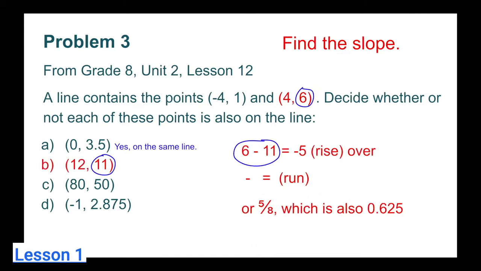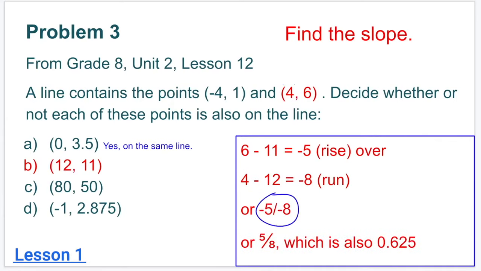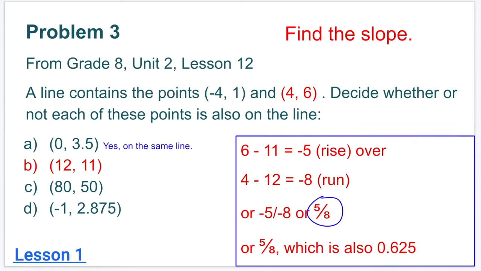B, 6 minus 11 equals -5 for the rise. And the run would be 4 minus 12, and 4 minus 12 equals negative 8. So the rise would be negative 5, and the run would be negative 8. Negative 5 divided by negative 8. That's the same thing as 5 divided by 8, or 5/8, because a negative divided by a negative is a positive. And of course 5/8 is equivalent to 5/8. So the coordinates (12, 11) would also be on the same line.